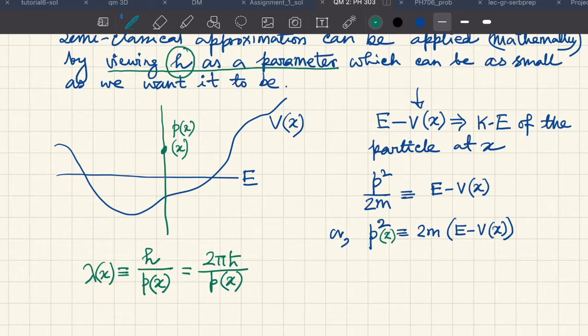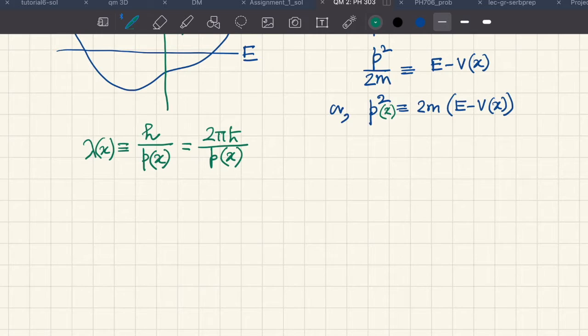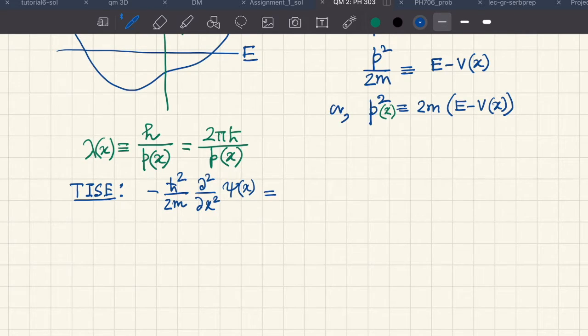So now let us write down the time independent Schrodinger equation. So the time independent Schrodinger equation is minus h slash square by twice m, where m is the particle's mass, d2 by dx2 psi of x is equal to E minus V of x psi of x.